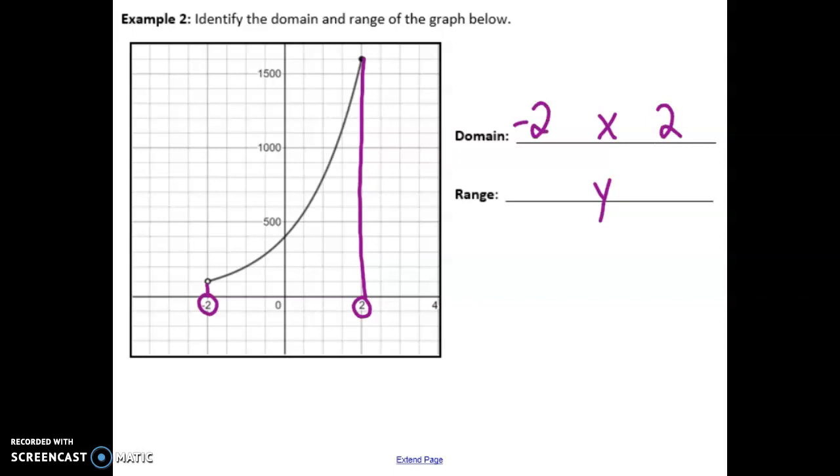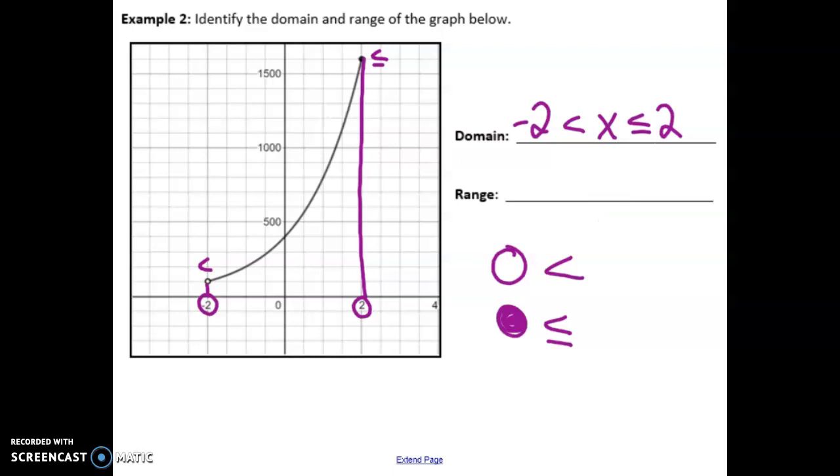And notice I left spaces because now we need to put our inequality symbols. If it's an open circle, we put less than. If it's a closed circle, we put less than or equal to. So you can see over here at -2, it's an open circle, so we're going to put less than. And then at +2, it's a closed circle, so we're going to use less than or equal to. So that's our domain.